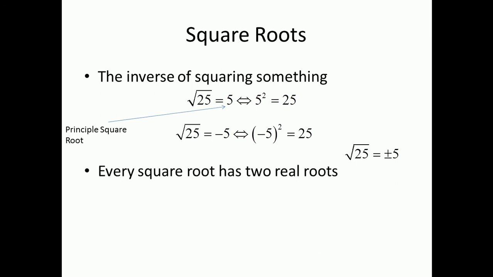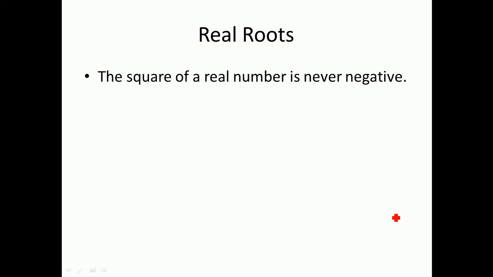What you'll notice is that every square root has two real roots. I'll give you an example. Square root of 9, not just 3, is actually plus or minus 3. Square root of 1/9 is not just 1/3, it's actually plus or minus 1/3. The square root of 9/100 is not just 3/10, it's actually plus or minus 3/10. So let's move forward so we can see more.